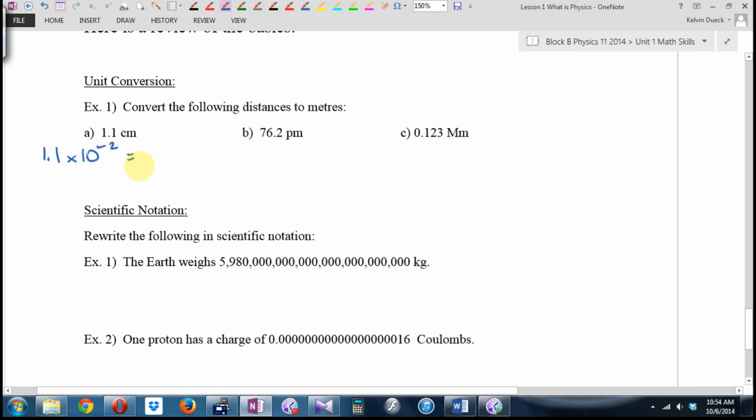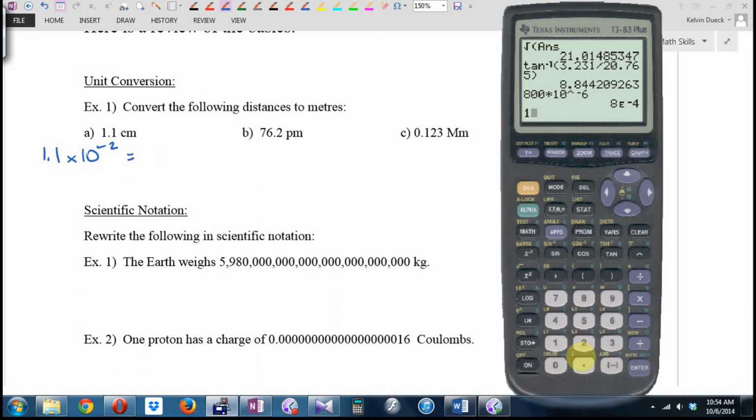And then I go to my calculator. 1.1 times 10 to the power of negative 2. So you need to find where your exponent button is. Usually, if it's a good calculator, it's the thing that looks like a little hat. It's the thing that looks like a Shift 6 on a keyboard. Often, it's over on the right-hand side somewhere, but not always. And see if you can get an answer of 0.011. Now, if you can't find your exponent button, now is the time to ask, and I will help you find it.